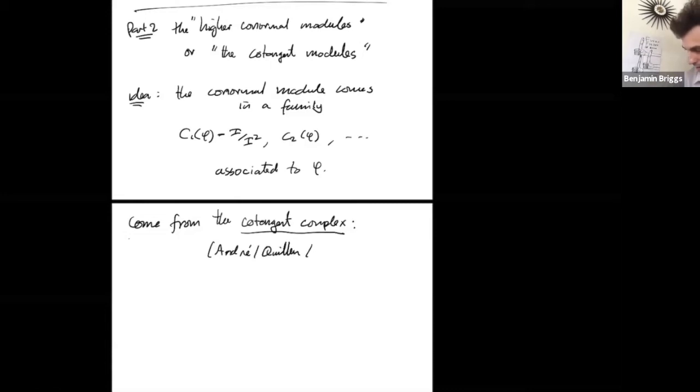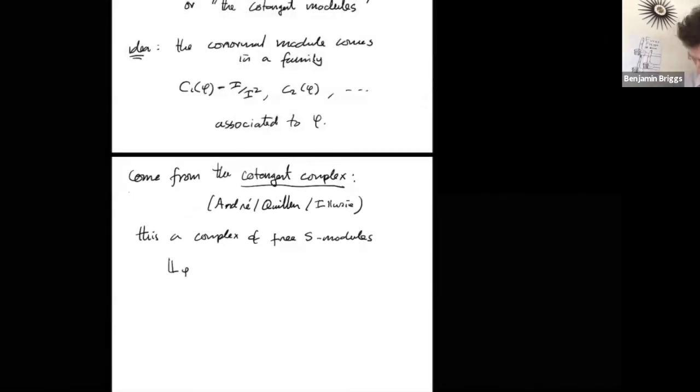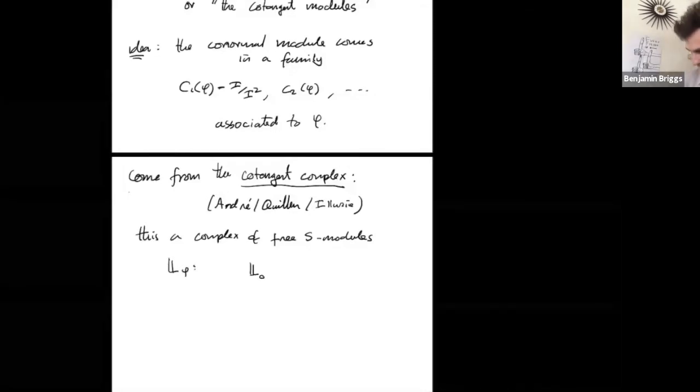defined by André, Quillen and Illusie. And it goes like this. So this is some complex of S modules, usually written with an L, some variation on an L. I'll go with blackboard bold L, L sub phi, and it's some complex of S modules starting in degree 0 and graded like this.